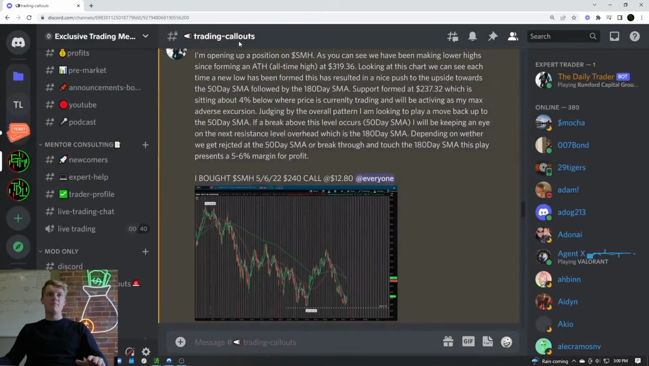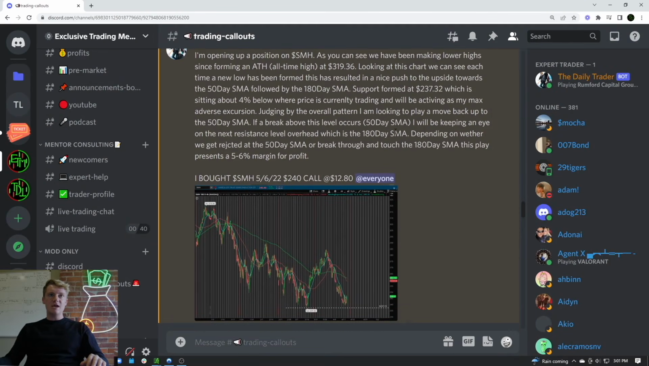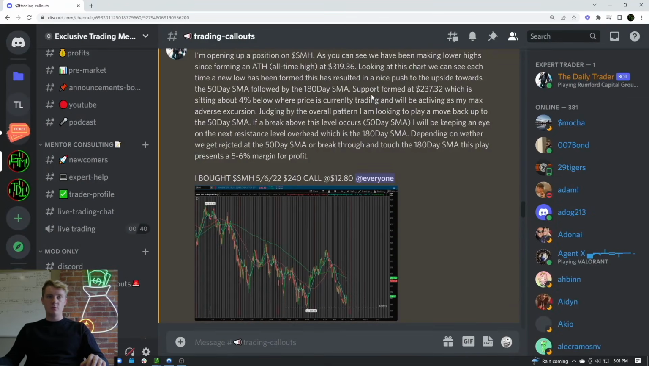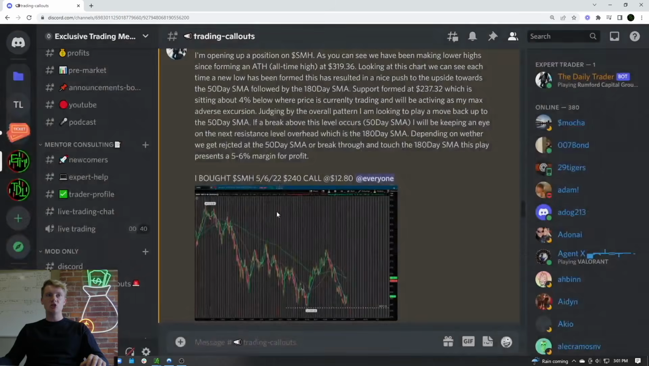So on SMH, you can see I opened up a position. This was back in April. And you can see SMH had been making lower highs since forming that all-time high at 319.36. So very clear lower highs. We want to look for lower highs, of course. That's part of our bearish strategy. Bear markets, where most charts are going from the top left to bottom right, where the overall trend is bearish, and we're looking for a pattern of lower highs. I'm repeating the same stuff, but it's important to hear it a couple times.